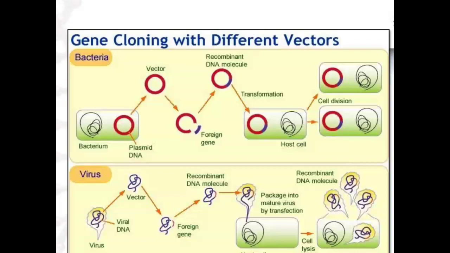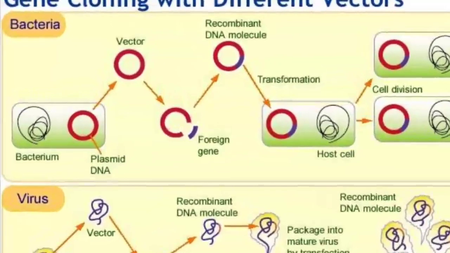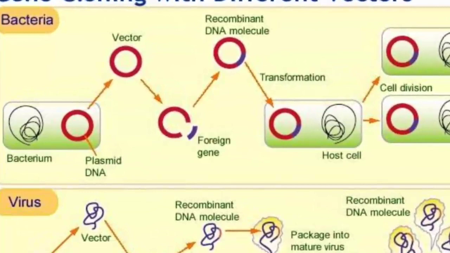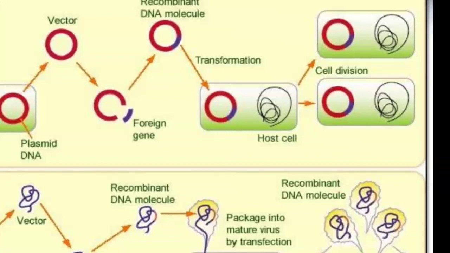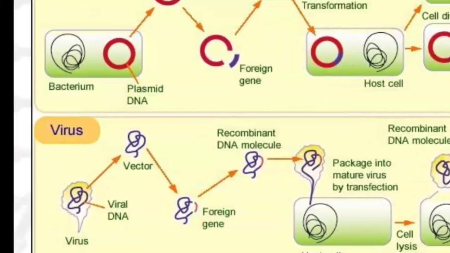Here is gene cloning with different vectors in bacteria and viruses. You can see in this picture a plasmid, an extrachromosomal circular DNA. The plasmid vector is taken and the foreign gene is introduced with the help of DNA ligase. After the formation of the recombinant DNA molecules, it is introduced by the process of transformation into the host cell. When the host cell multiplies, you find the recombinant DNA, the foreign DNA copies.